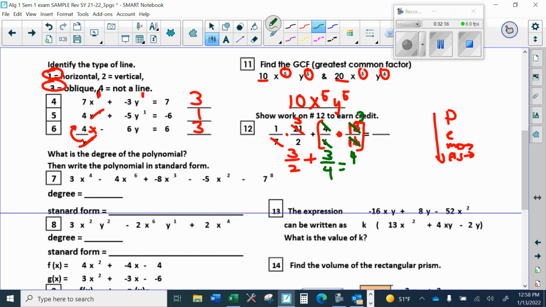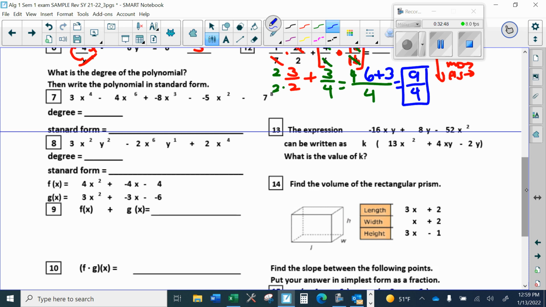So now I have 3 halves plus 3/4. Remember, when I add fractions together, I need to get a common denominator of 4. Well, I had to multiply this by 2, so I got to multiply the numerator by 2. So I have 6. Change the color. 6 for the first one, and then notice I didn't have to change the second at all. It's already got a 4 there, so the numerator stays the same. 6 plus 3 is 9/4. Okay, got to see the work. All right, number 7.